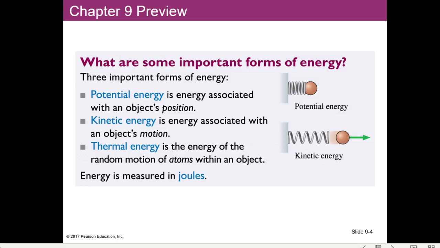Thermal energy is actually a kind of kinetic energy. As it says in the slide, it's the energy of random motion of atoms within an object. Those atoms are jiggling around, and that's kinetic energy because they're in motion. But we're not interested in the individual details of the motions of all the different atoms and the electrons and protons inside them, so we just lump it into thermal energy. We experience that as heat. All kinds of energy have the same units. They're measured in joules. We'll talk about that in a little bit.